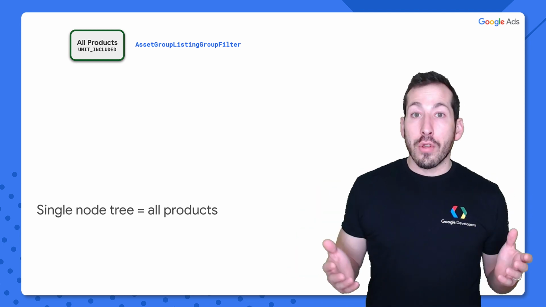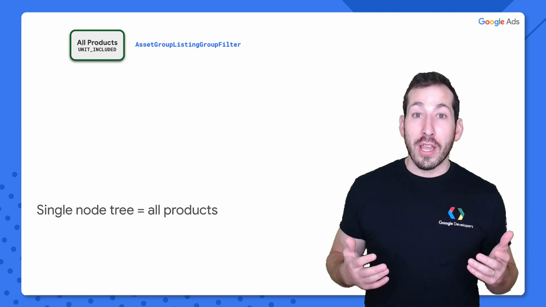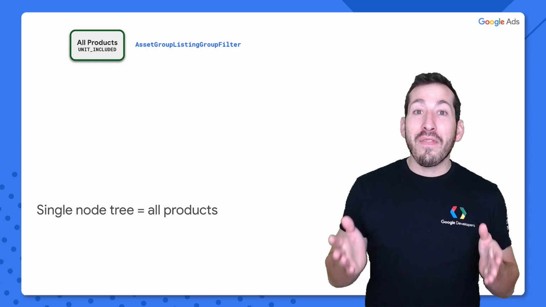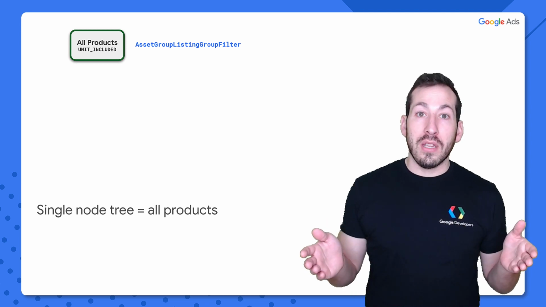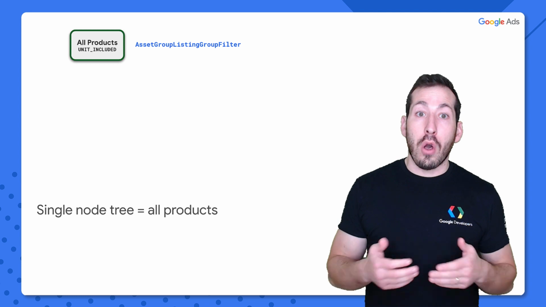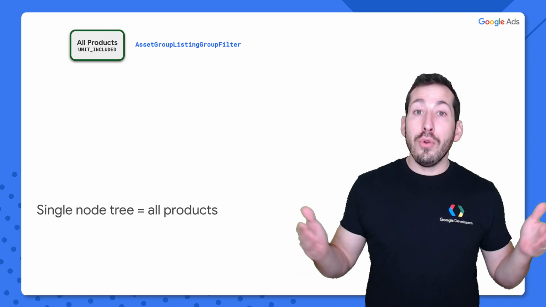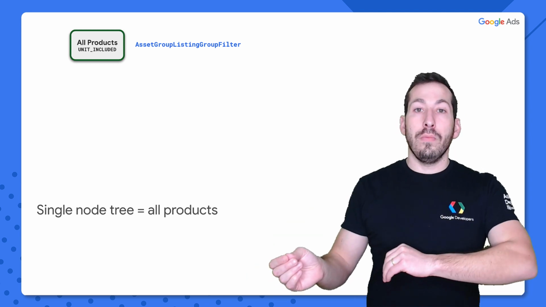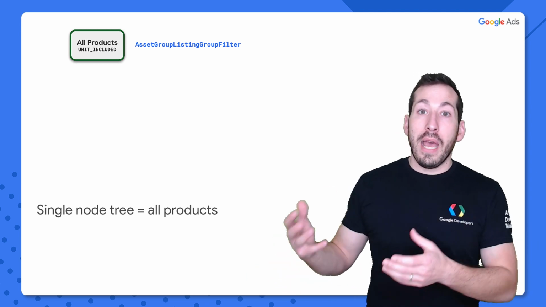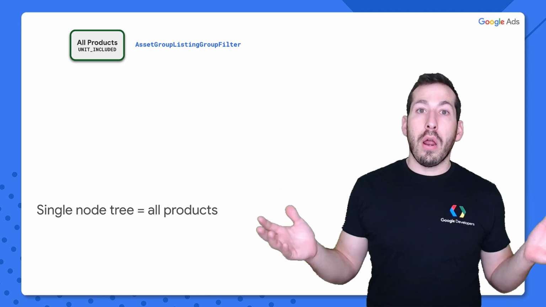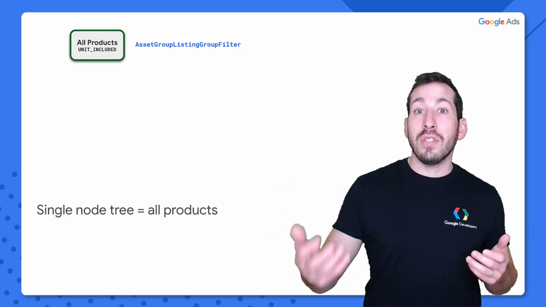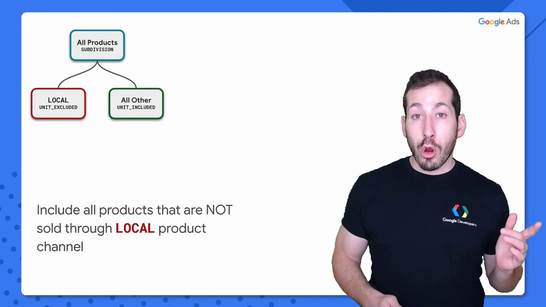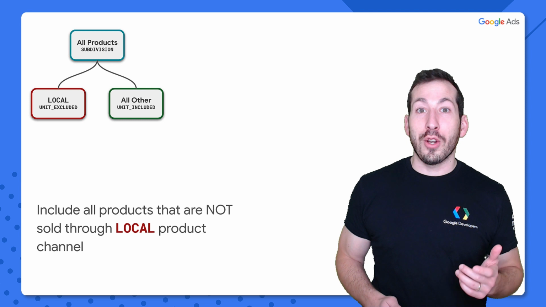Taking this a step further, you can actually have a tree with just one node, like shown here. This is a completely valid tree. And all this is saying is I have a single node that includes all products, and I want to include all products. So if I were to attach this node to my asset group, basically what it would say is in my asset group, include every single product specified in my Merchant Center settings that I went through in episode 4.